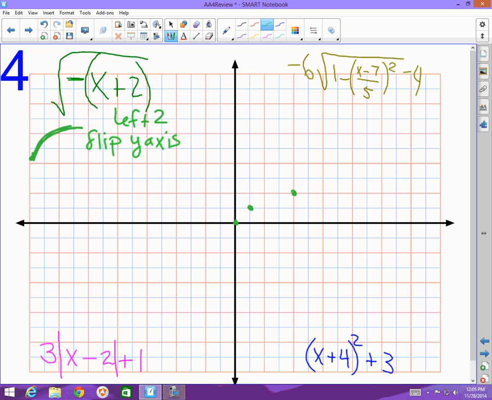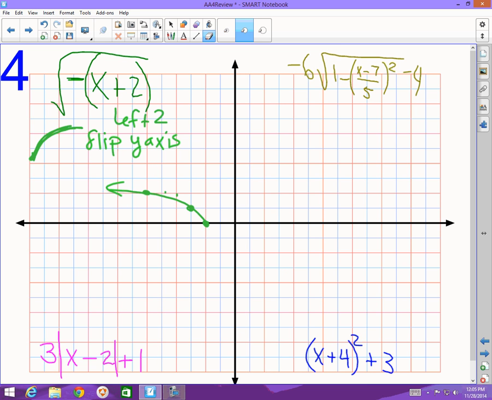Now we have to take this and go left 2 and flip it, which you flip it first. So flip it and then left 2. Flip this, and then left 2. And so our graph is going to go like that. And then we are done.